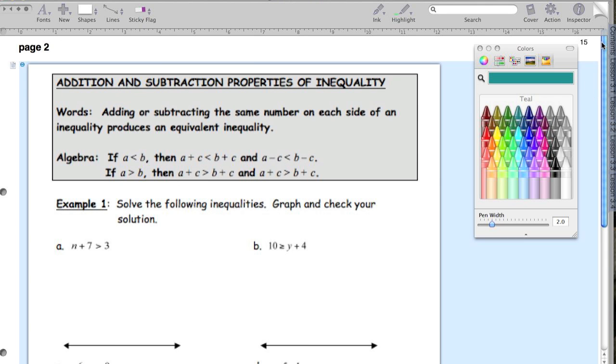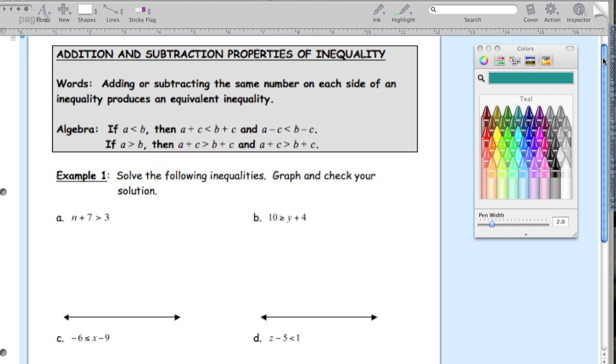Now, here's where we're going to bring in the inequalities to actually solve. Addition and subtraction properties of inequality just say that when you add or subtract the same number on each side of the inequality, it produces an equivalent inequality. So for instance, n plus 7 is less than 3. To solve this, I want to get n by itself, so I'm going to subtract 7.